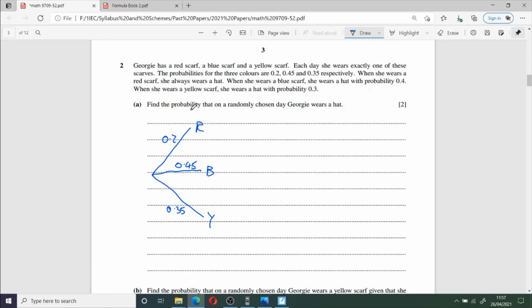When she wears a red scarf, she always wears a hat. So that is hat with a probability of 1. When she wears a blue scarf, she wears a hat with probability 0.6. So we'll have hat and no hat. So when she wears a blue scarf, she wears a hat with probability 0.6, so 0.6 and 0.4. And when she wears a yellow scarf, she wears a hat with probability 0.3, so 0.3 and 0.7.